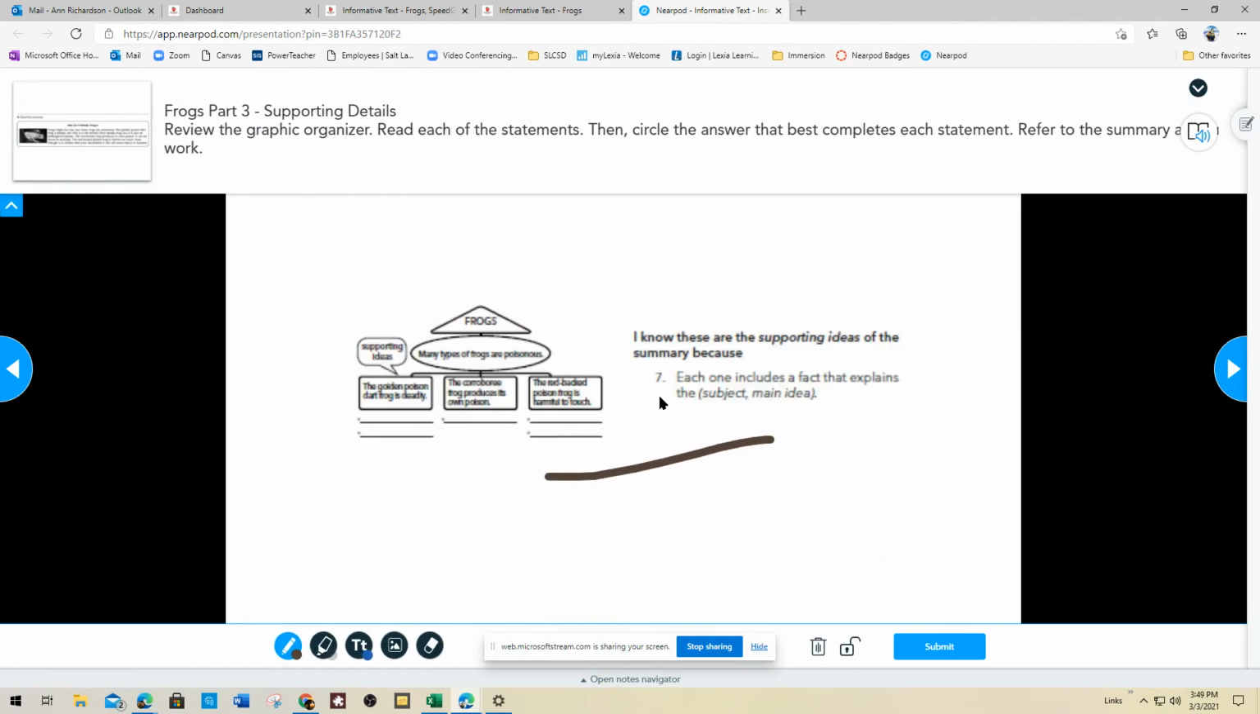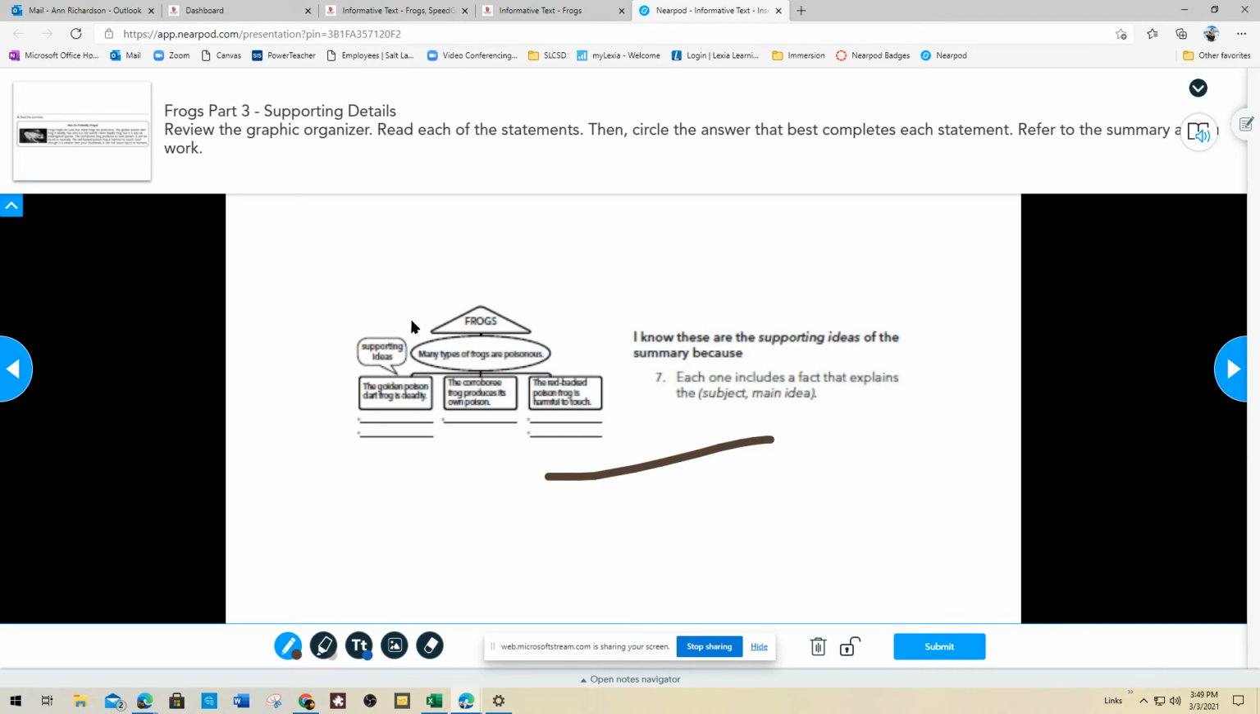All right, let's look at this one. I know these are the supporting ideas of the summary and it's got those listed: the golden poison dart frog, the corroboree frog, and the red-backed frog. Each one includes a fact that explains what? The subject or the main idea. Now, everything describes the subject, right? But is it more directly supporting poisonous frogs and not just frogs?